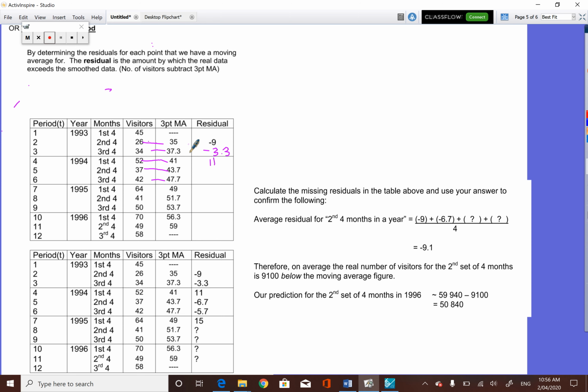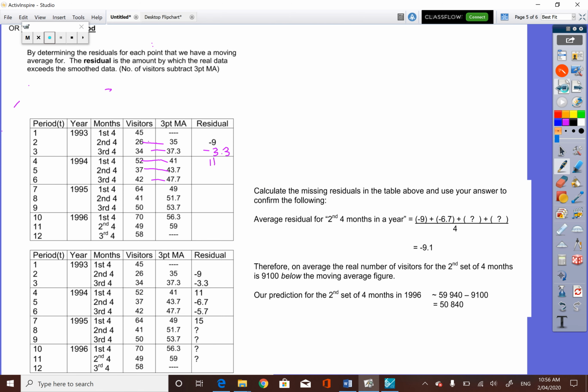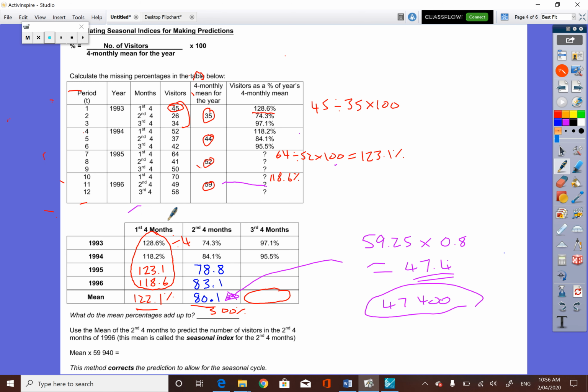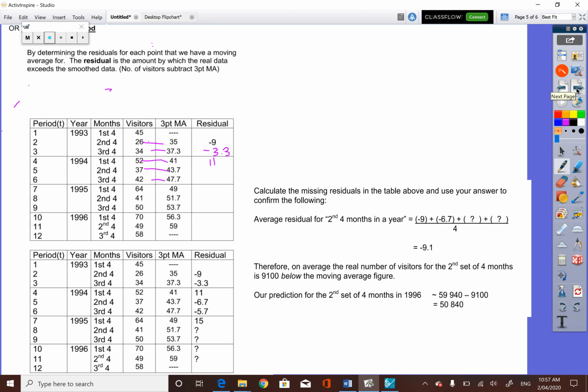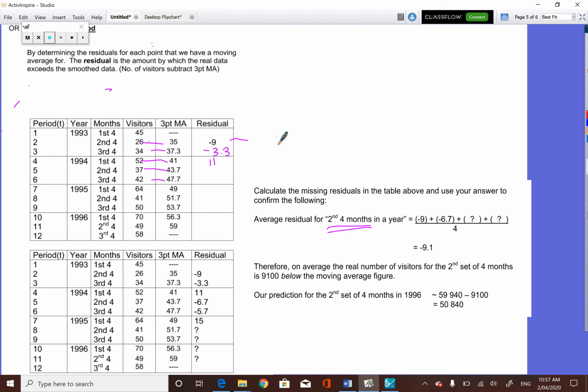What we could then do is exactly the same as back here, and we can collate the information for those 4 points. So for example, if we were doing the second months of the year, we would grab the second months, we'd grab this -9, or here, we'd grab the -6.7. We'd need to work out these two, which Mrs. Allen has kindly done for us somewhere.